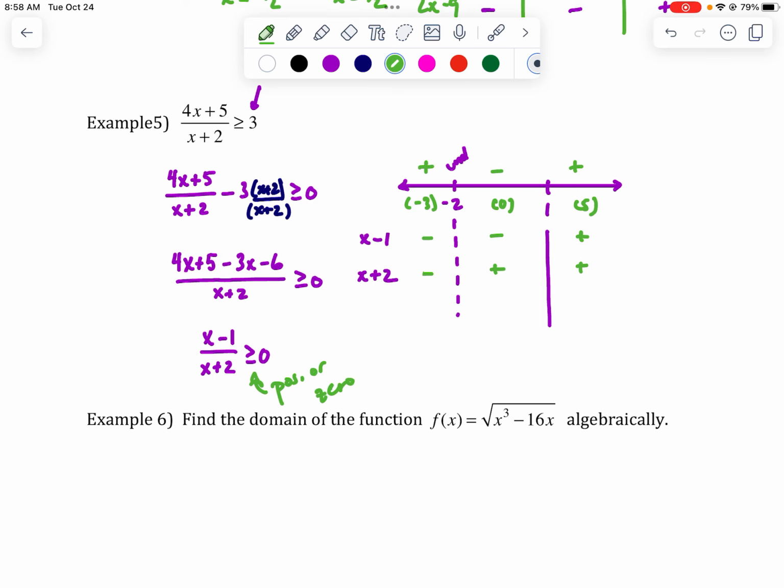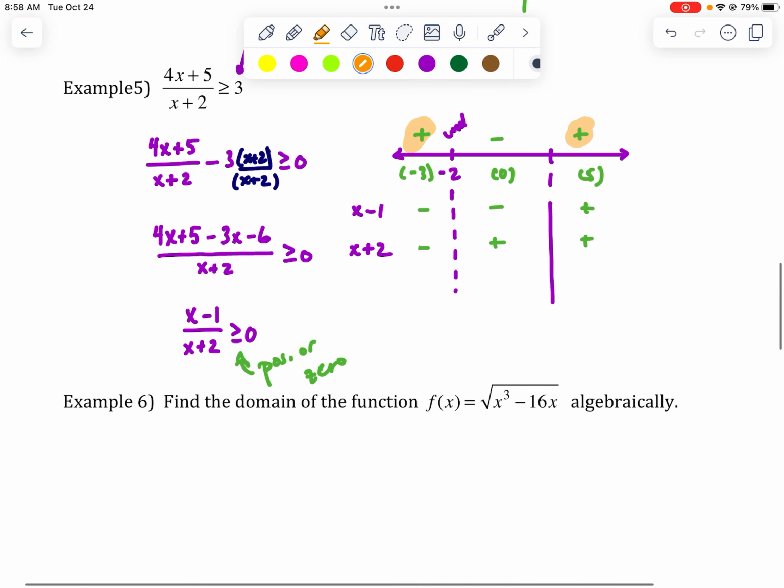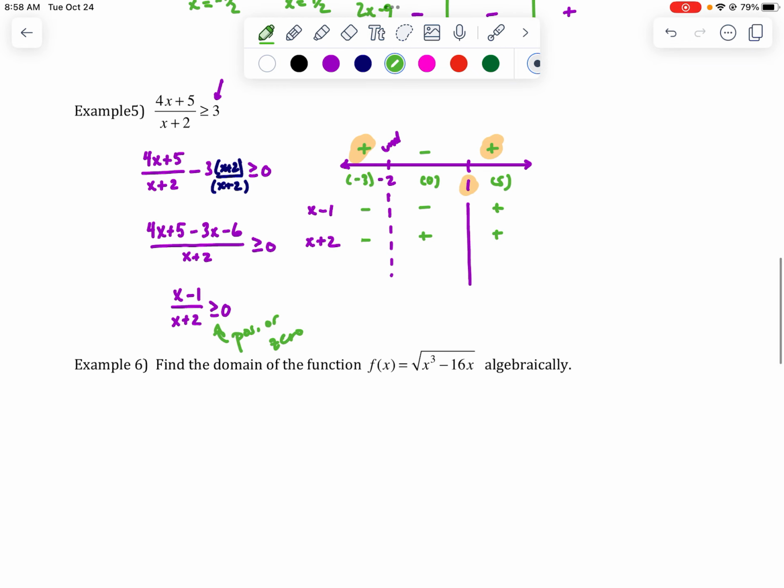Right? So where is it positive? Positive here, positive here. Where is it equal to 0? At 1. Right? Not at -2, though, because at -2, the 0 is in the denominator. So we're going to say from negative infinity until I get to -2. I cannot include the -2, and then go from 1 to infinity. I can include the 1 because that is on the top.